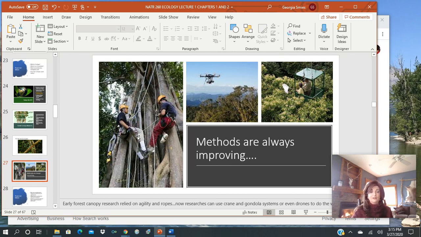You can look here, early climbing gear was necessary, and you can imagine what if you were the world's greatest researcher, but you were afraid of heights, right? That'd be a huge limitation. Well, now we've got options.